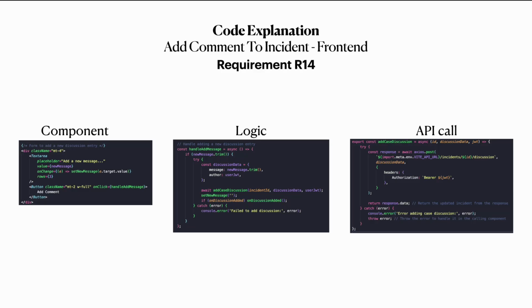For the logic for the handle add message, we've included some validation, and data preparation, which is creating a discussion data object with message and author fields, which are retrieved from the user JWT. We then make the API call with the add case discussion function to send the data to the backend, and then clear the input field on success, ready for the next comment. Included with all of these, of course, is error handling with try-catch blocks.